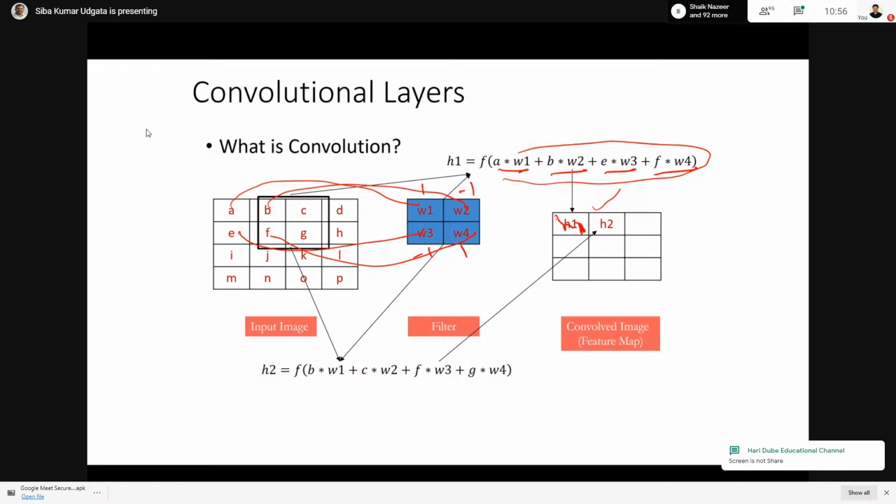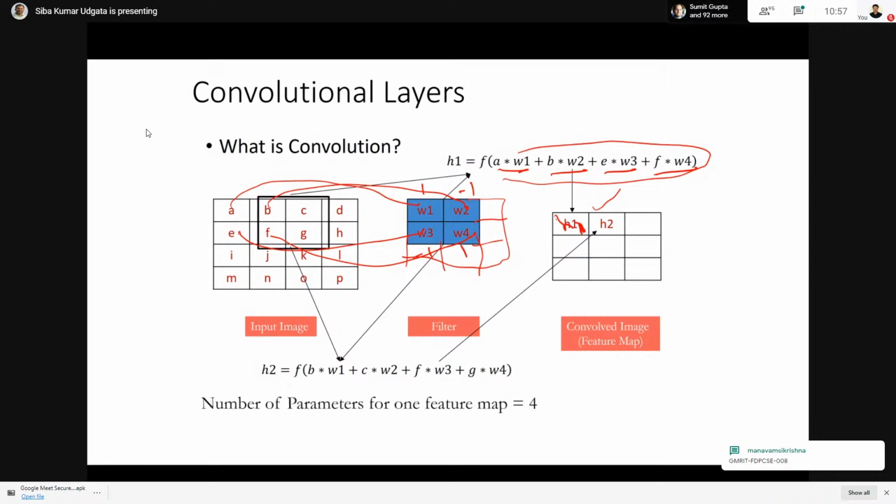So that means, from a 4 by 4, I have reduced it to a 3 by 3. So 16 is reduced to now 9. Now if I make it a 3 by 3 filter, then what will happen? The convolved image becomes 2 by 2. So 4 by 4 becomes 2 by 2 if you take a 3 by 3 filter.